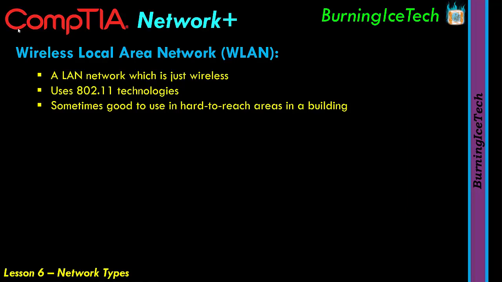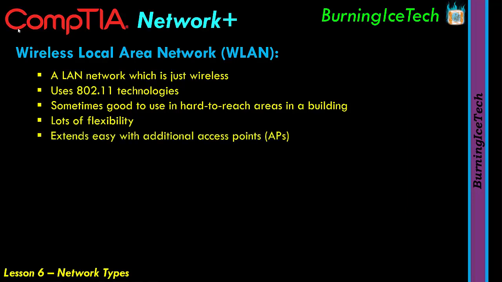Why not? That brings us to the fact that it's got lots of flexibility. I mean, you can just literally go and put an access point somewhere or a router somewhere, and as long as the walls aren't too thick and as long as there's not a lot of metal involved, you could potentially get into very weird areas. You can get network connectivity into very weird, hard to reach areas. So that brings us to another point here. Extends easy with additional access points. We just normally call these APs for short. Also something you guys need to know for the exam. So in the exam, they might refer to APs quite a lot.